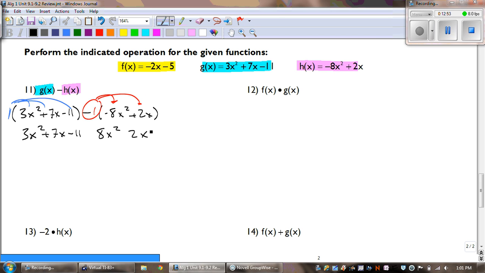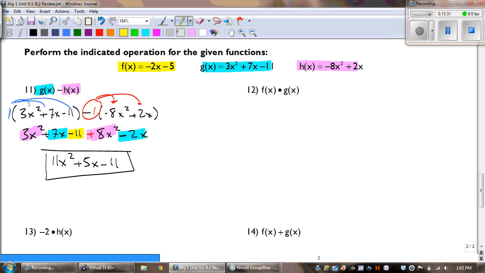And when we distribute a -1, the only thing that changes is the symbols in front, okay? So I have a negative times a negative, which turns that 8x squared to a positive, and then a negative times a positive, which makes that 2x a negative. And now we combine like terms, okay? My 3x squared and 8x squared are the same, and we get 11x squared. Then we have 7x minus 2x, which gives us a positive 5x. And then that -11 is all by itself. And there we go.